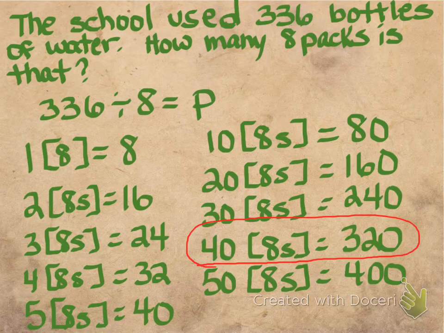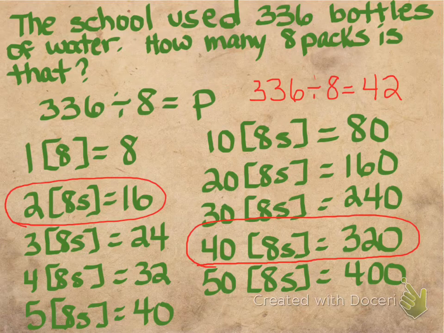So if I have 320 and I subtract that from 336, I have roughly 16 left over. If I look over to the left side, I notice that 2/8 is 16. So I'm going to circle that one. And so basically what I'm going to do is take that 40 and the 2 and add those together, and that actually becomes my quotient. So 336 divided by 8 equals 42.